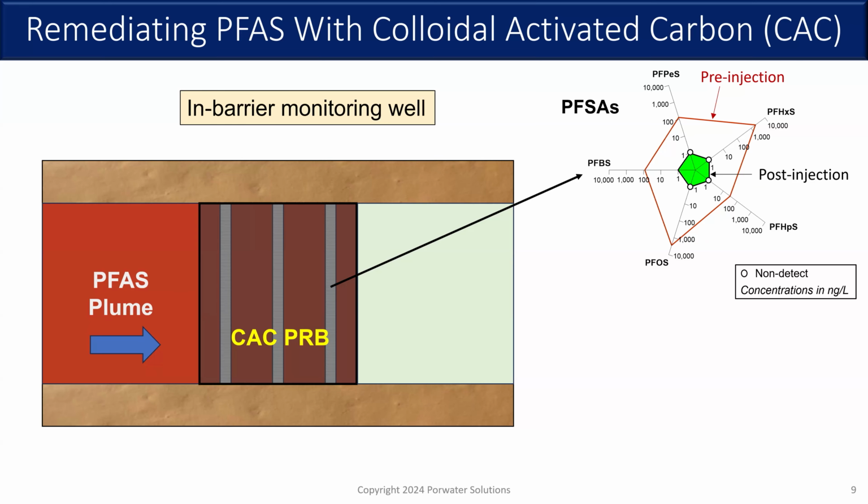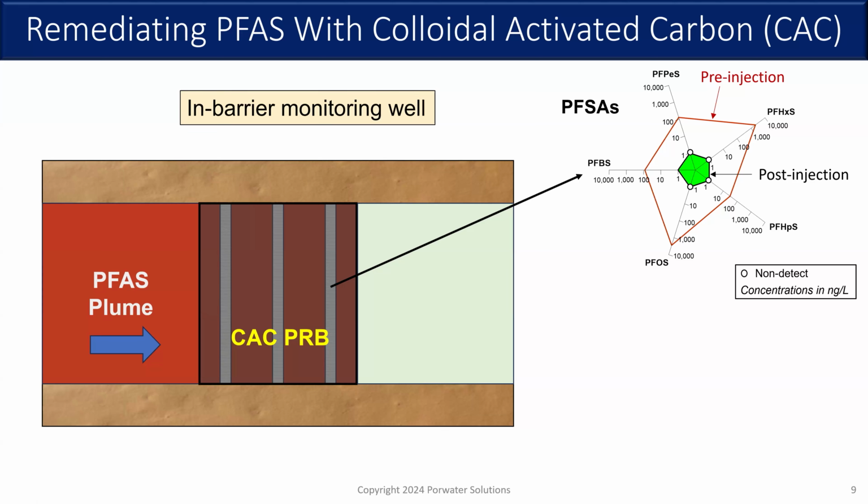The red series are the pre-remediation concentrations of all these sulfonates. And the smaller green series, those are the post-injection concentrations measured at the monitoring well in the barrier 3 months after injection. And you can see everything's declined by orders of magnitude. PFAS has gone down 3.5 orders of magnitude, for example, just looking at the concentration before remediation and then after.